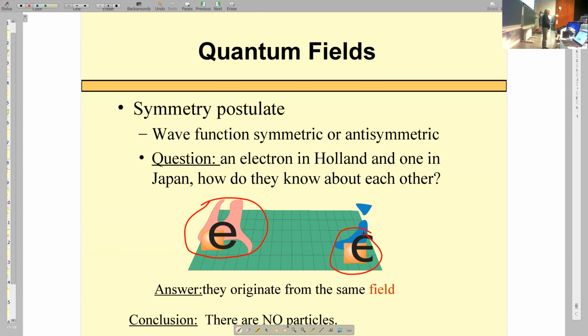And what does the symmetry postulate tell us? The wave function of these two electrons is anti-symmetric. How come? The guys don't know about each other. They're separated by a distance. There is an information barrier between them. Nevertheless, the wave function is anti-symmetric.